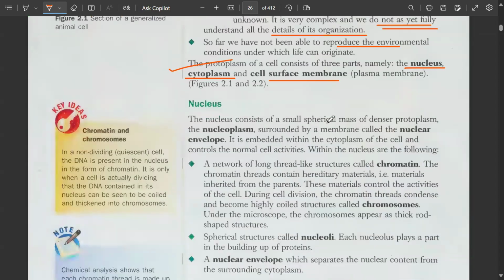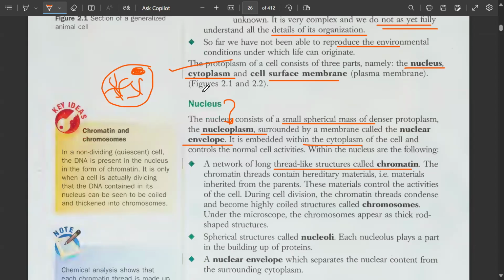न्यूक्लियस एक स्मॉल स्फेरिकल मास है of a denser protoplasm. न्यूक्लियस का जो साइटोप्लाज्म होता है, it is known as your nuclear plasm surrounded by a membrane called as nuclear envelope. It is also embedded within the cytoplasm, और इसके पास बहुत एक पूरा नेटवर्क होता है of chromatin. न्यूक्लियस के अंदर एक न्यूक्लियोलस है, plus it has a dense coiled structure, a network of chromatin.